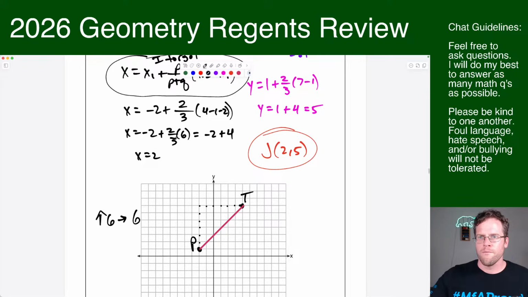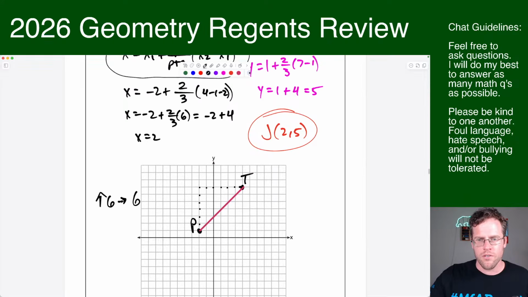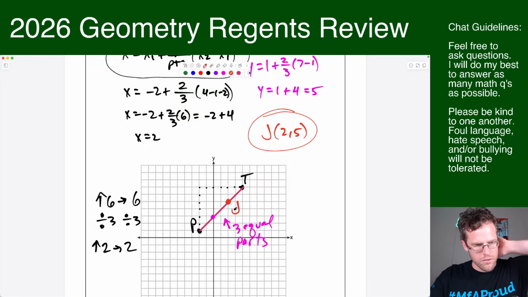But what did I say before? Concepts. So this is the concept: a 2 to 1 ratio makes 3 equal parts. So 3 equal parts, what if I divide by 3? Then I go up 2 over 2. Watch what happens if I go up 2 over 2. Up 2 over 2, up 2 over 2. Notice we have 3 equal parts. And 2, 5 is over here, and this is the point that breaks this into a ratio of 2 to 1. So 2, 5 is good.